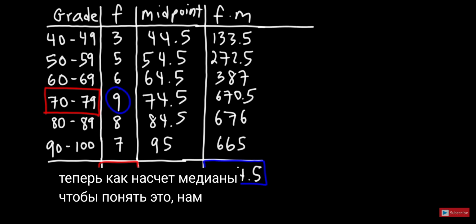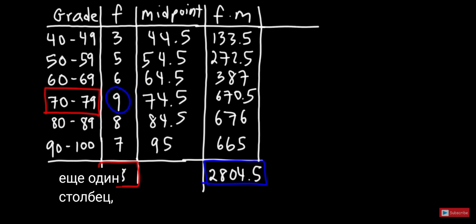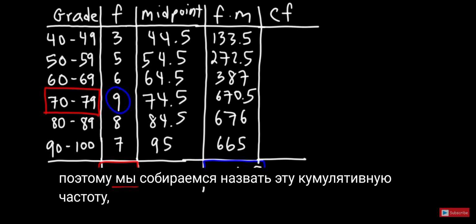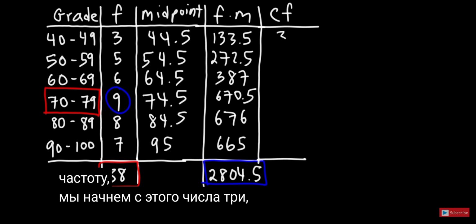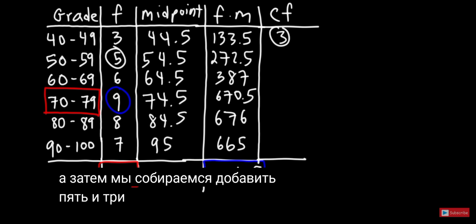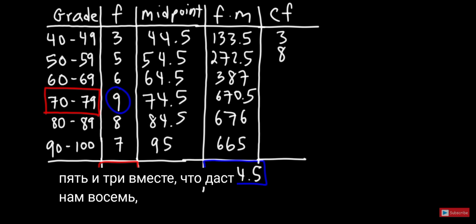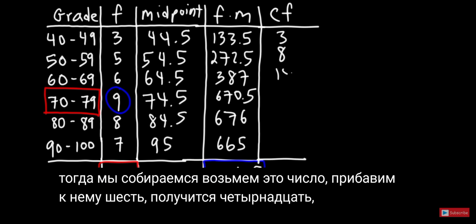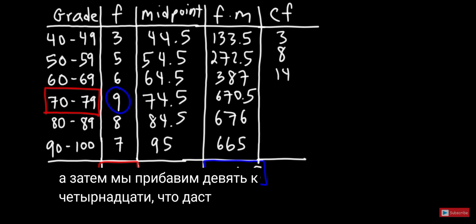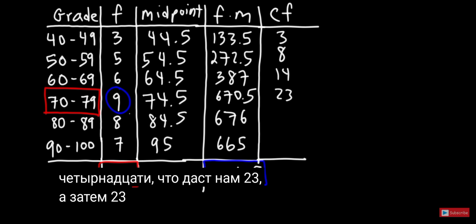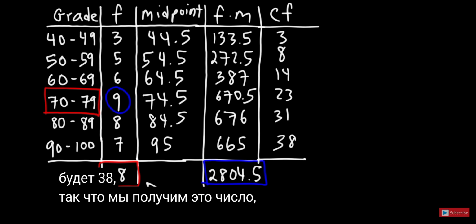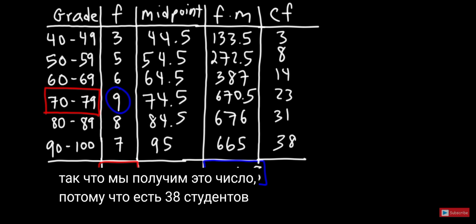In order to figure that out, we need another column. So we're going to call this cumulative frequency. We're going to start with this number 3, and then we're going to add 5 and 3 together, which will give us 8. Then we're going to take this number, add 6 to it. That's going to be 14. And then we're going to add 9 to 14, which gives us 23. And then 23 plus 8 is 31. And then 31 plus 7 is 38.